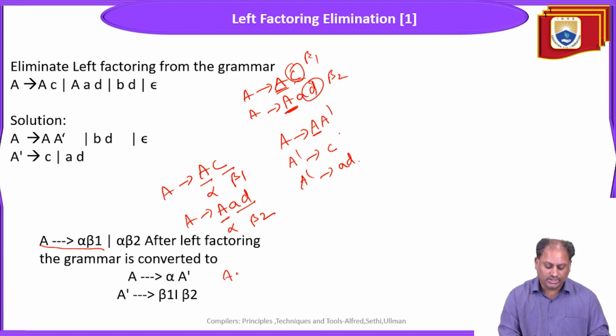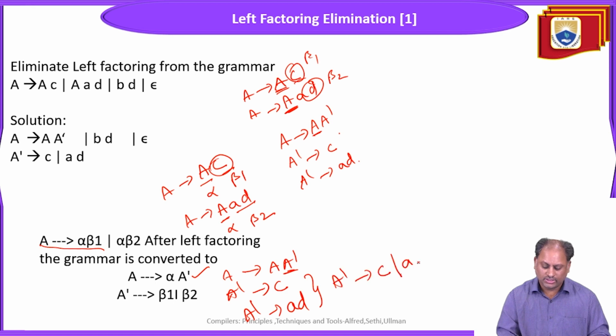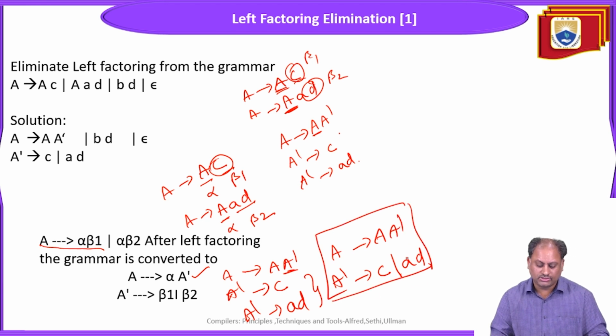Now if you apply A derives alpha for this case, what is alpha here? Capital A. And what is here? A dash. And what is A dash? Beta 1, beta 2. What is beta 1? Beta 1 is C, and beta 2 is small d. So these two combined we can write A dash derives C, d. And the first production is A derives alpha A dash. So we are getting these two production rules by implementing left factoring.